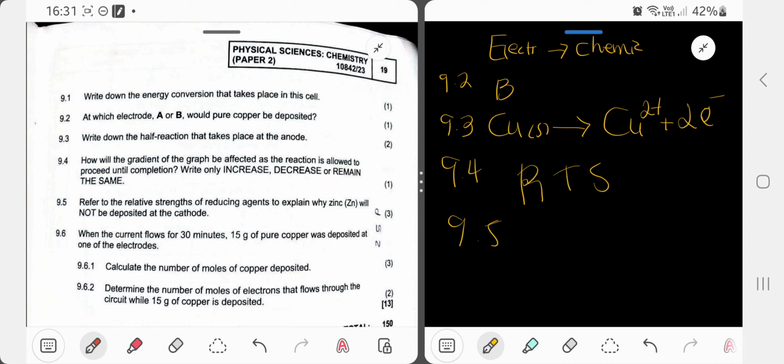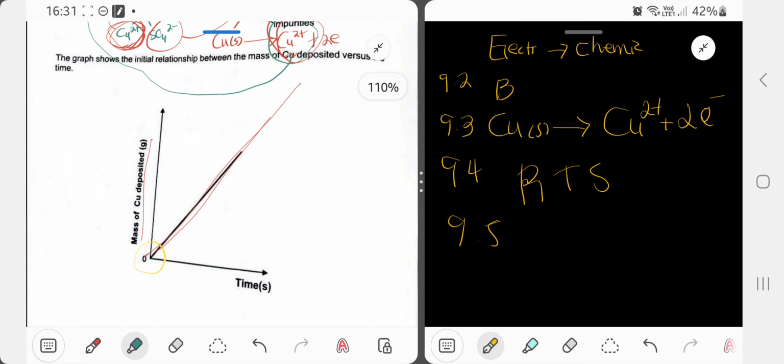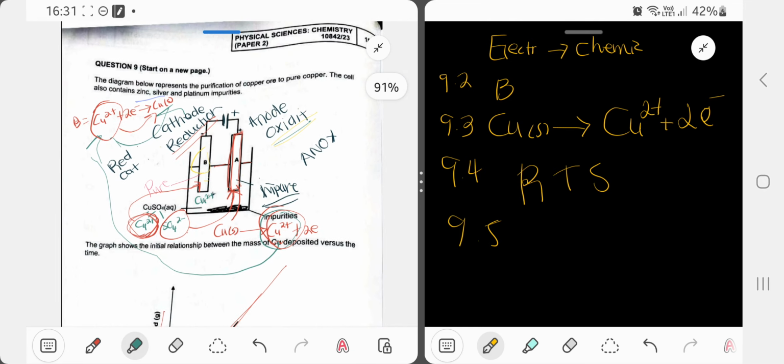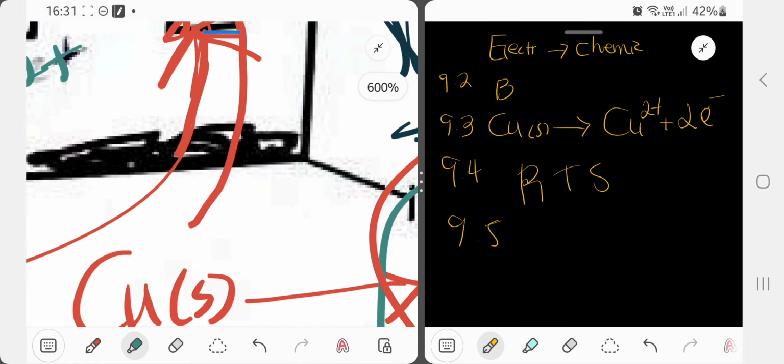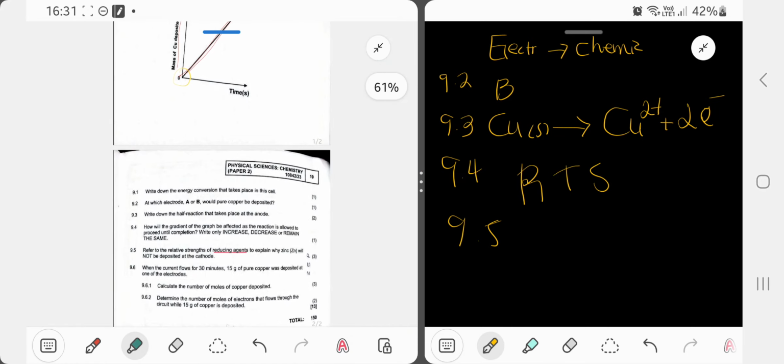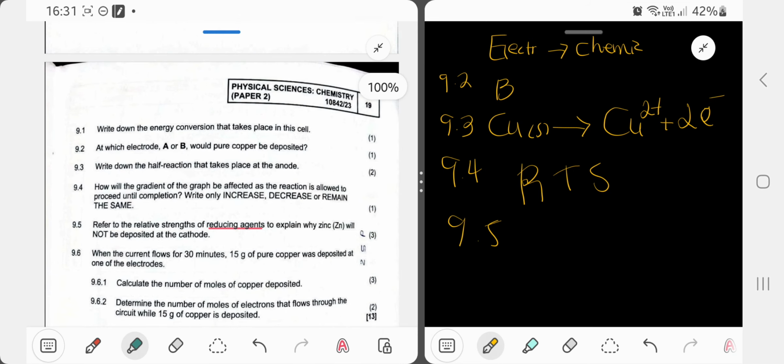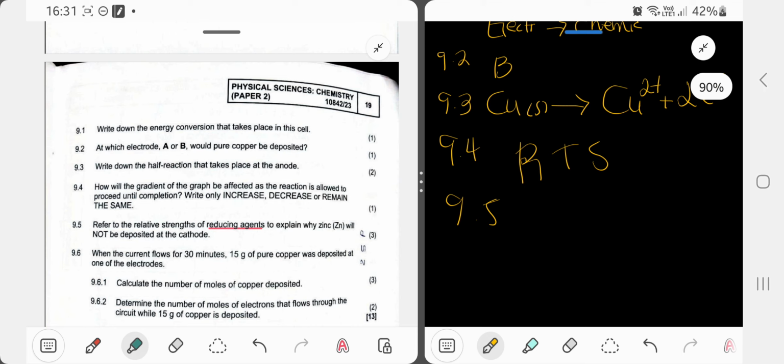So let's move to 9.5. It says to refer to the relative strengths of the reducing agents. It's important that we refer to reducing agents. We can't talk about it being an oxidizing agent. Even if it's correct, I don't think you'll get the mark, because they want you to be specific about reducing agents. And then it says to explain why zinc will not be deposited at the cathode. Zinc is one of those impure metals found within this alloy, that mixture of impure metals. So we are going to compare the reducing agents to explain why zinc will not be deposited at the cathode.